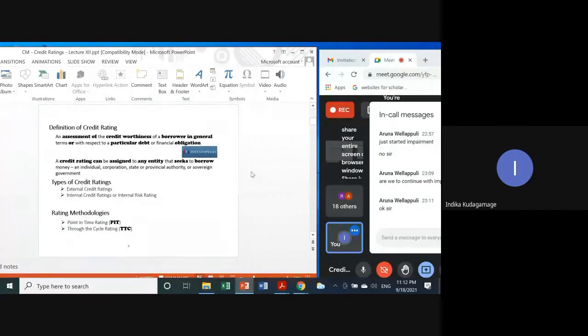Definition of a credit rating. What is a credit rating? Assessment of the credit worthiness of a borrower in general. Right? We are assessing the credit worthiness.